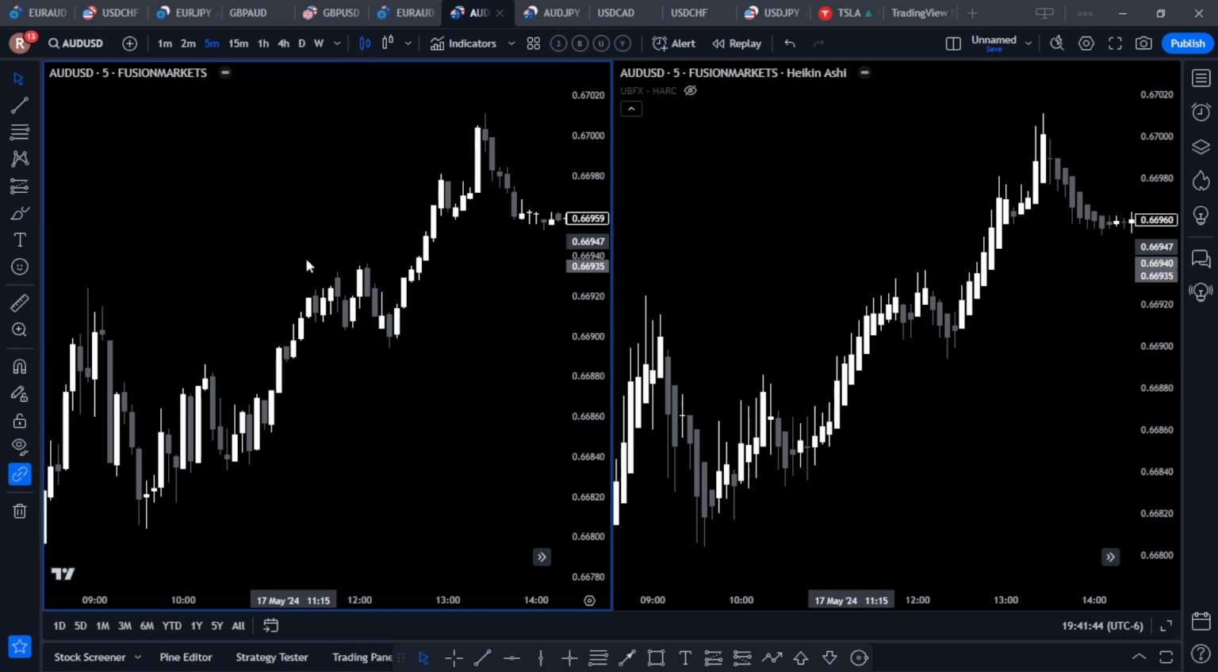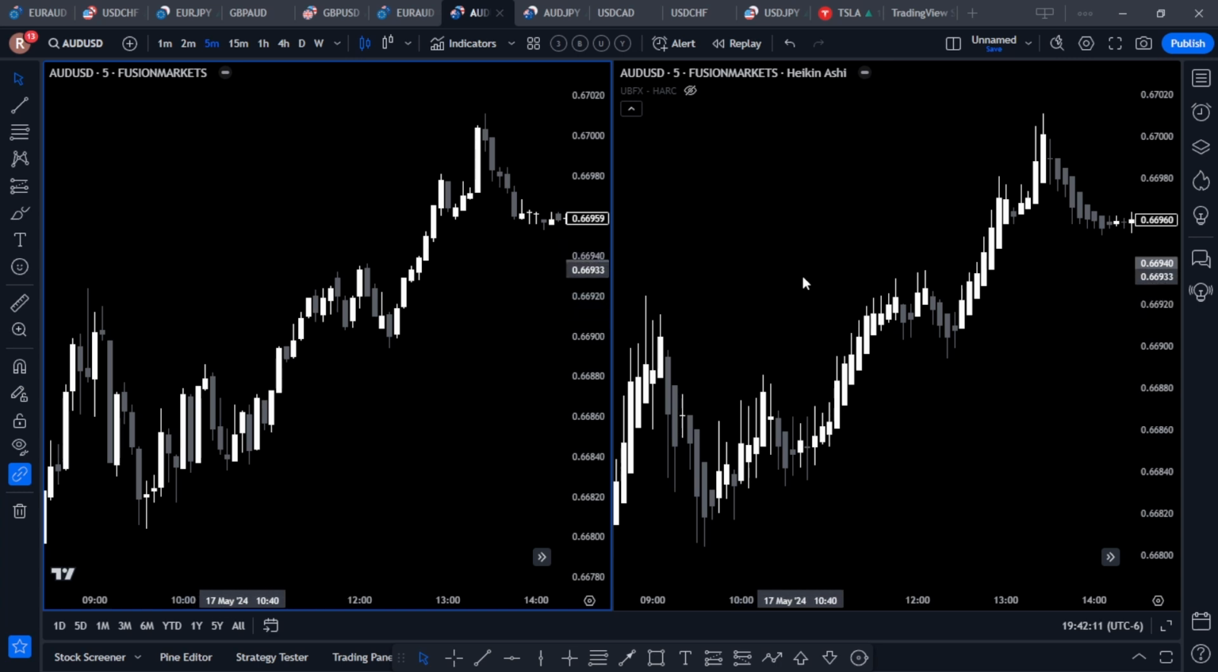Now, from here on in, I'm going to call the open, high, low, close candles the real candles because that's what they are. And the Heikin Ashi, if I say that word too many times, I'm going to start saying it wrong. So I'll call it the HA candles. It's just a lot easier for me to say.